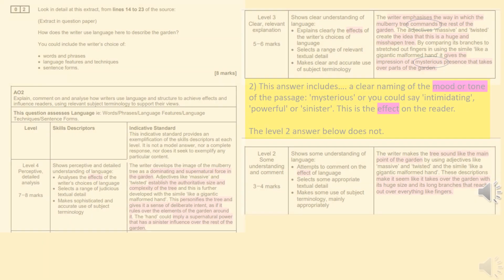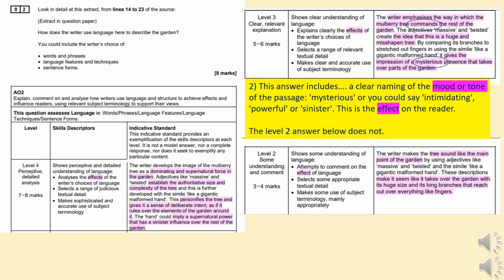Question 2. Look at this extract from lines 14 to 23 of the source. How does the writer use language to describe the garden? You could include the writer's choice of words and phrases, language features and techniques, and sentence forms. It's the language question.